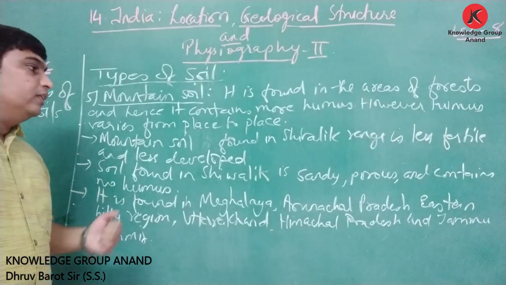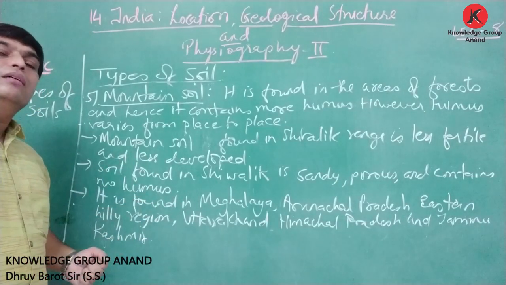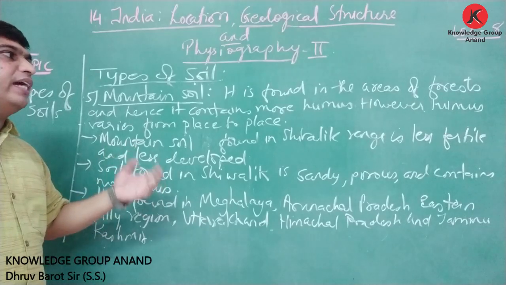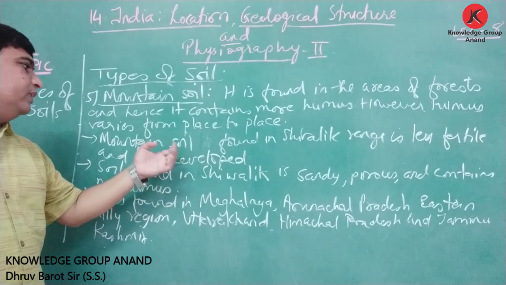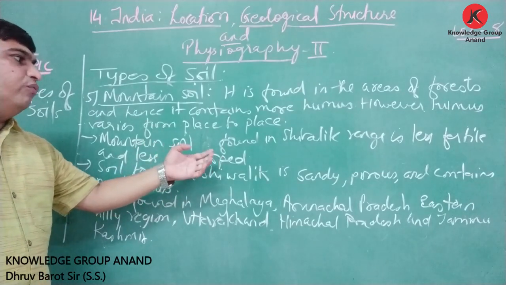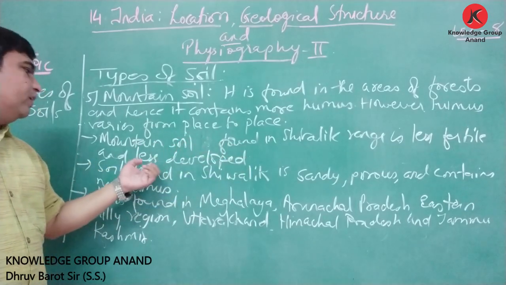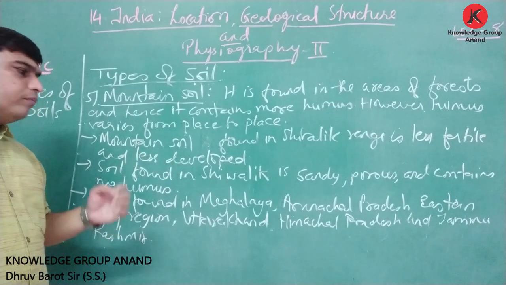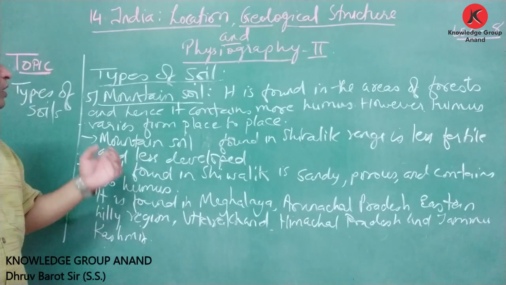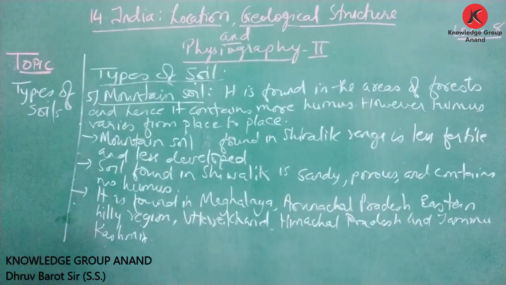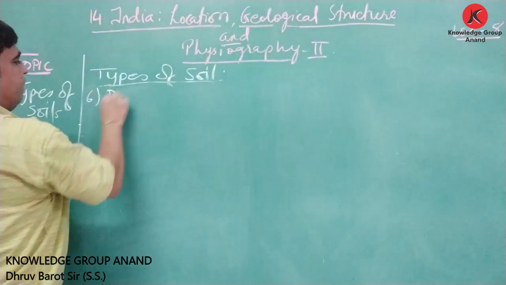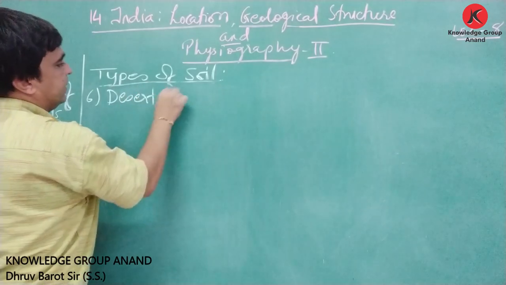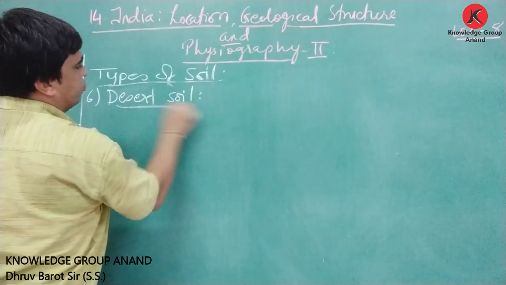So friends, here we have the information about the mountain soil. Humus varies from place to place. Mountain soil, which is found in Shivalik range, is less fertile and less developed. Now friends, let us understand about the last soil, that is desert soil.